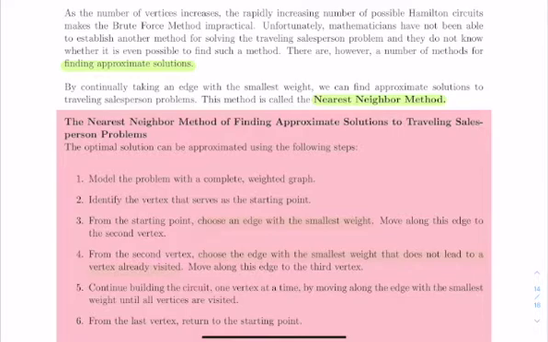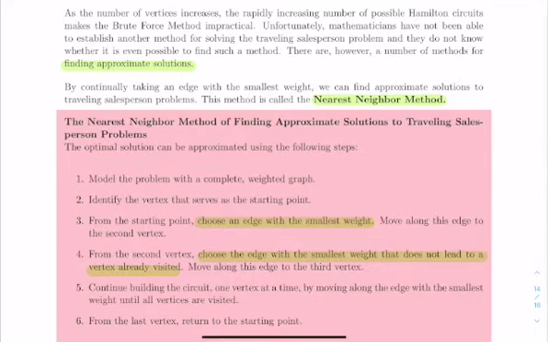So the nearest neighbor method of finding approximate solutions to traveling salesperson problems is used with the following steps. You model the problem with the complete weighted graph. You identify the vertex that serves as the starting point. From the starting point, choose an edge with the smallest weight. You'll move along this edge to the second vertex. From the second vertex, you choose the edge with the smallest weight that does not lead to a vertex that has already been visited. You'll move along the edge to the third vertex.